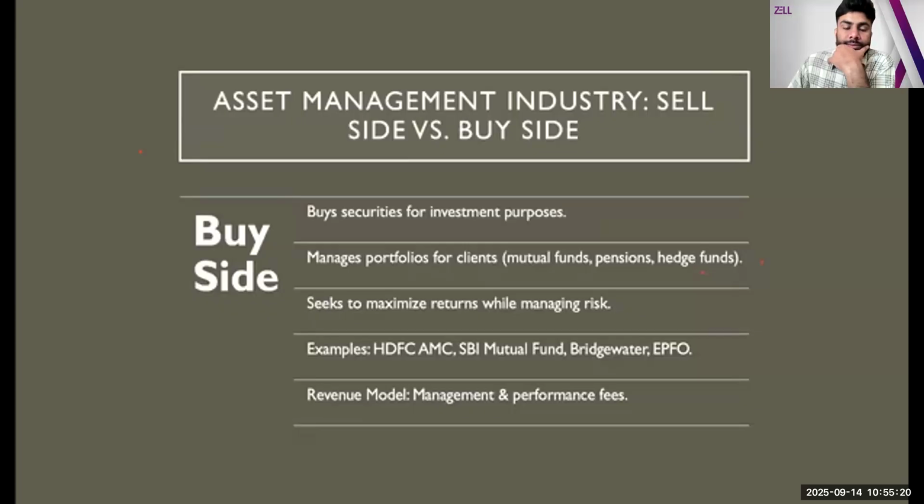In buy side, you are charging fees. There is no commission. Either you are charging management fees or you are charging performance fees, like AUM fees and performance fees. Are we clear? So buy side fees will be decided on the basis of AUM. If I am managing 100 crores and I am charging 1%, then it will be one crore.